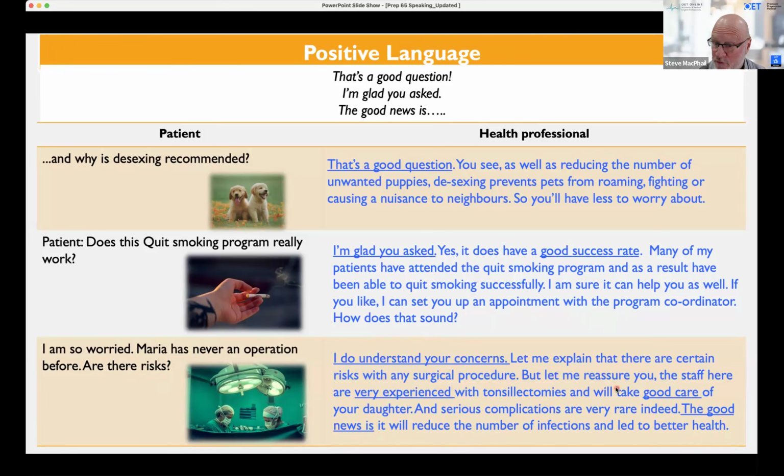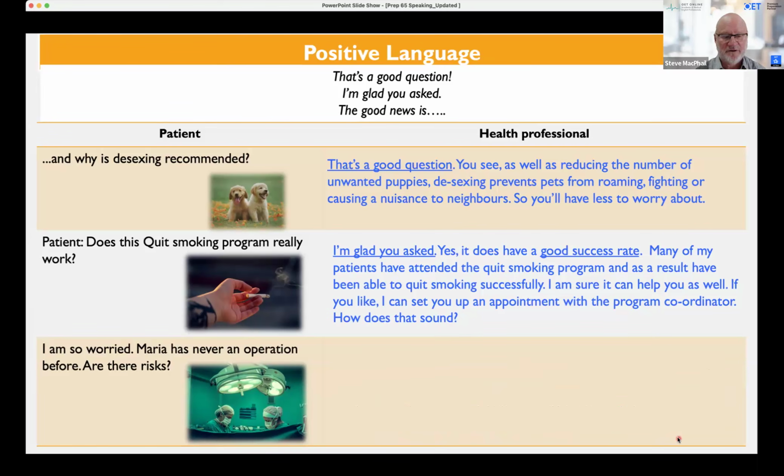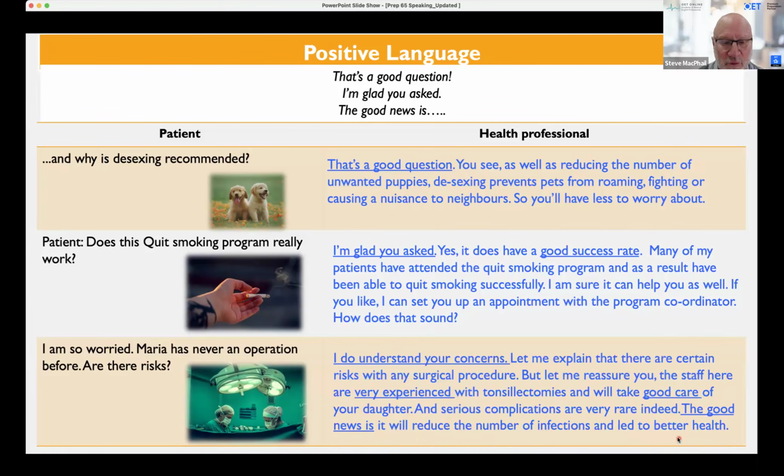But let me reassure you, the staff here are very experienced with tonsillectomies and will take good care of your daughter. And serious complications are very rare indeed. The good news is it will reduce the number of infections and lead to better health." So that's the bigger picture overall. That's natural language, that's reassuring, it's being positive, and it's aimed to reduce any concerns that the patient may have.